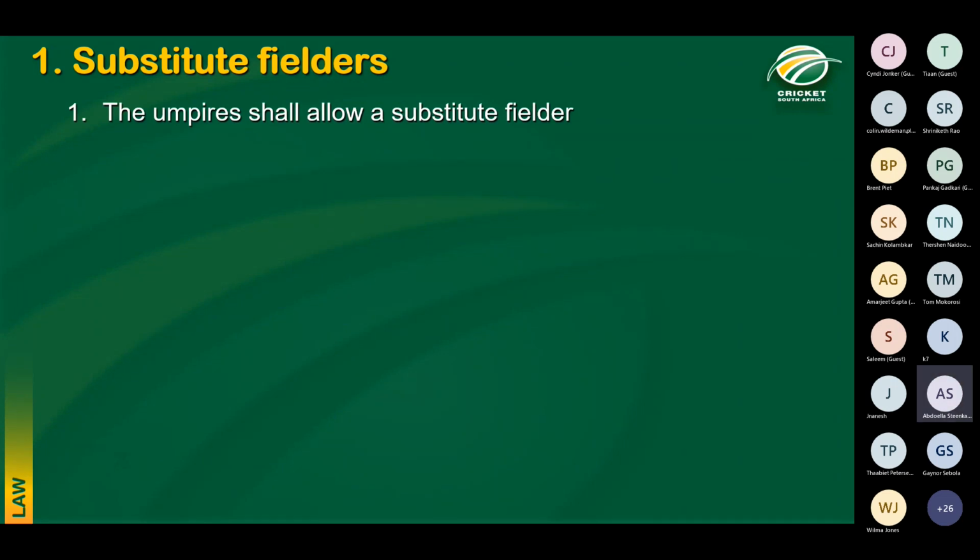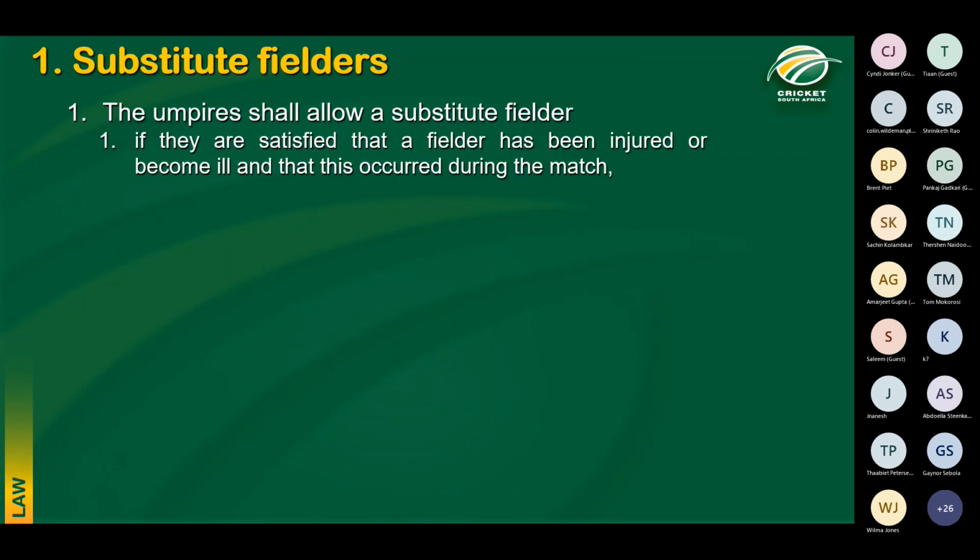So when allowing a substitute fielder, there are 2 things that the umpire needs to take into account. Firstly, the umpires need to be satisfied that a fielder has been injured or became ill, and that this injury or illness occurred during the game. So if the umpires are satisfied that either the fielder became injured or ill, and the injury or illness occurred during the game, the umpires shall allow a substitute fielder.